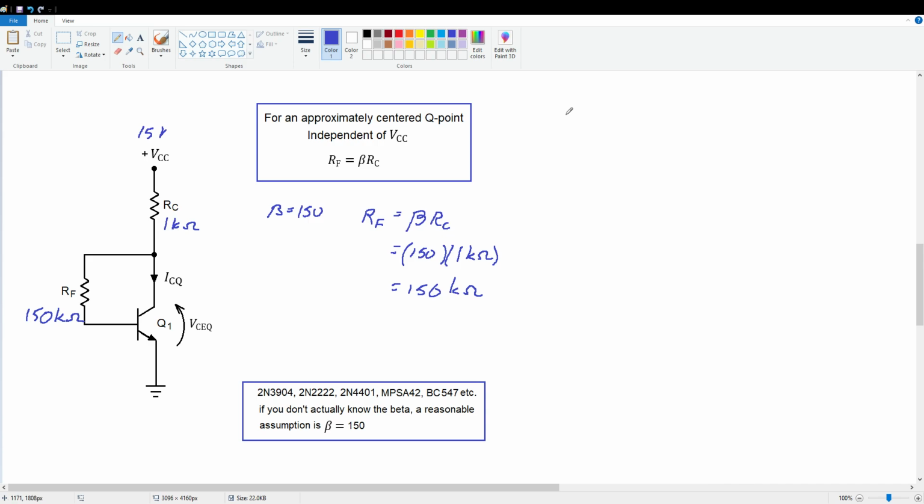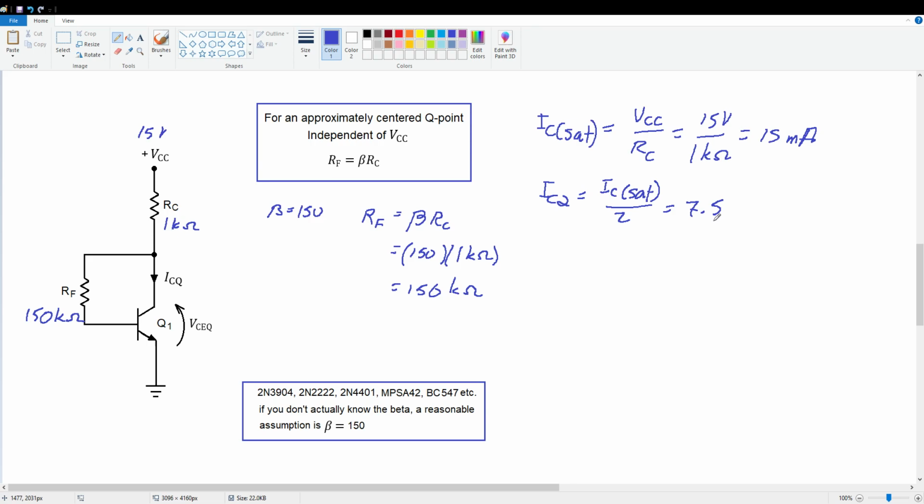Well, let's find IC sat. That's VCC over RC equals 15 volts divided by 1K ohm, which is 15 milliamps. So a centered load line would have ICQ equals IC sat divided by 2, which would be 7.5 milliamps. That's what we would have for an exactly centered Q point on the DC load line.